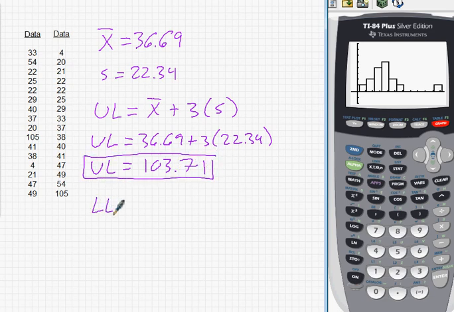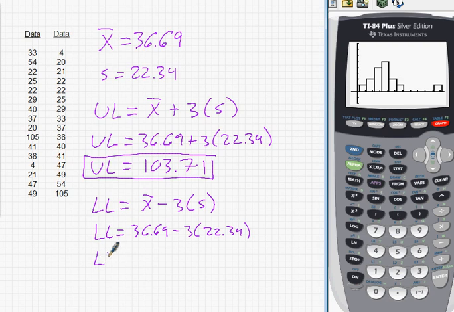And of course, the lower limit is going to be minus the 3 standard deviations. And when we plug those numbers in, we end up with negative 30.58.